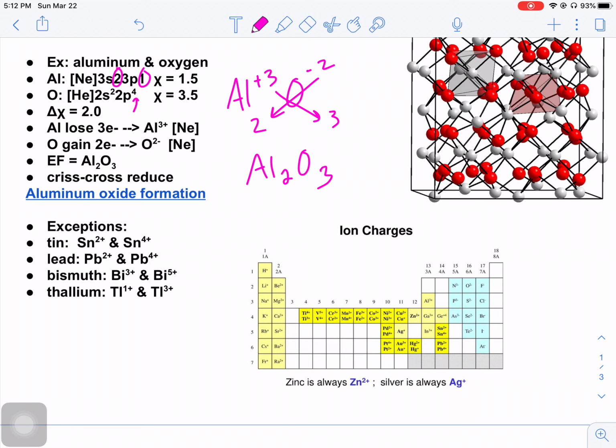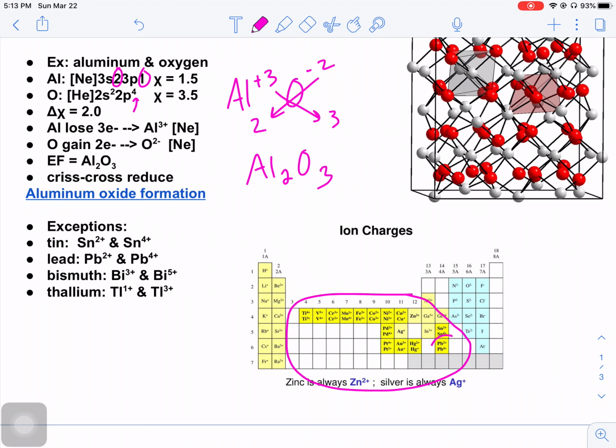We've realized that the small number of elements underneath the stair step, considered to be metals, can also be exceptions. Oxidation states have been helpful in the past, so just realize tin. Tin could be a +2 or it could be a +4.